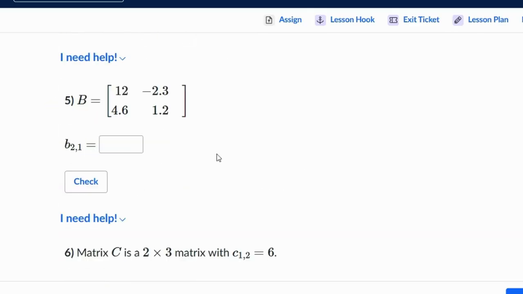How about this one? B2,1. This is only a 2 by 2 matrix, smaller matrix. But which element is B2,1? All right. I see a lot of folks saying 4.6, so I hope we're right. Absolutely. Good job, guys.